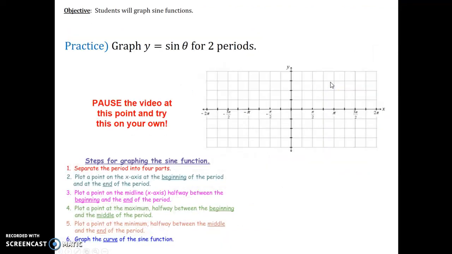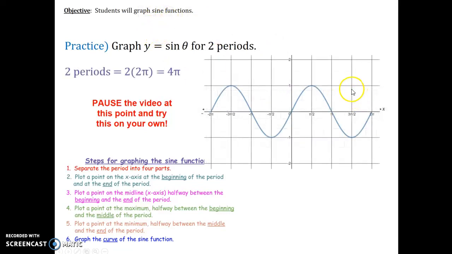At this point, I would like you to pause the video. I would like you to graph y equals sine theta for 2 periods on your own in this example. So again, please pause at this point and try this one on your own. Okay, so hopefully you have paused it and tried this on your own. And this is the graph that you should have gotten.